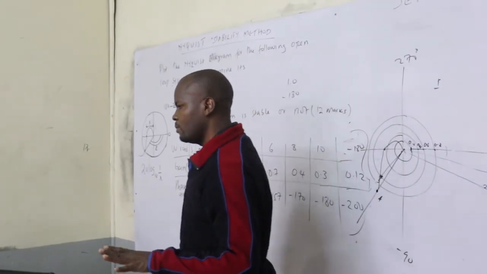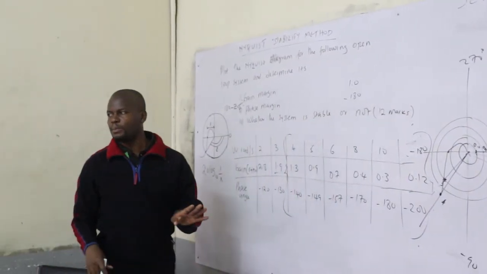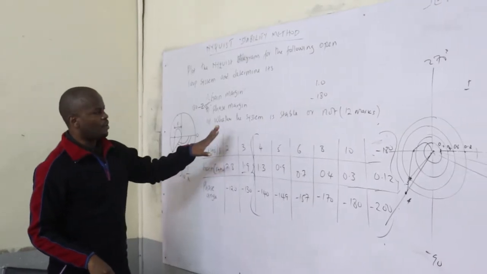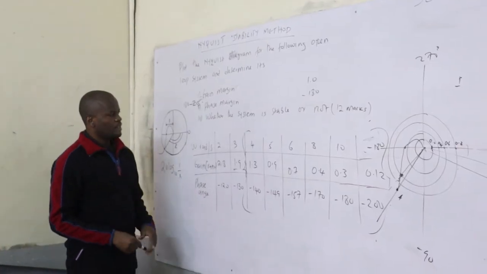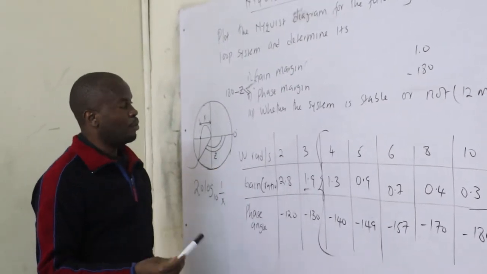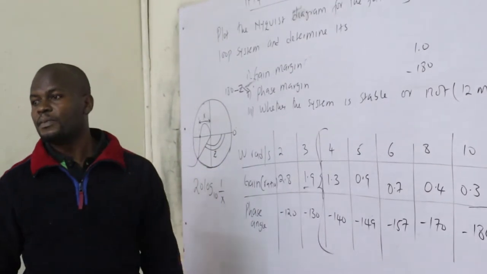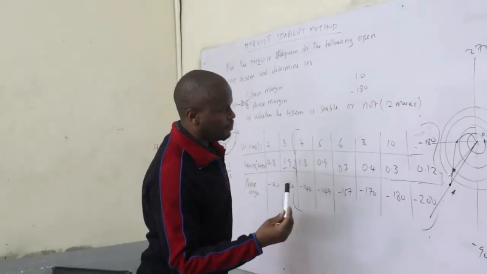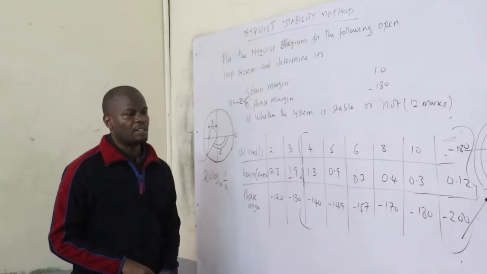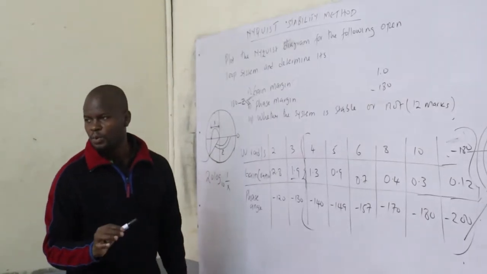Depending on whether they are going to be positive or negative, that one will determine whether the system is stable or not. If both the phase margin and the gain margin are positive, then we can say that that particular system is stable.